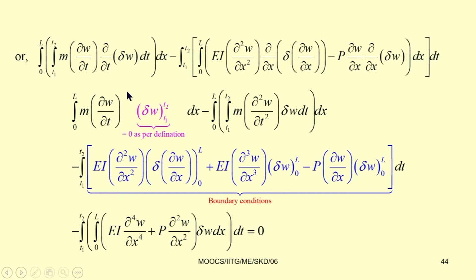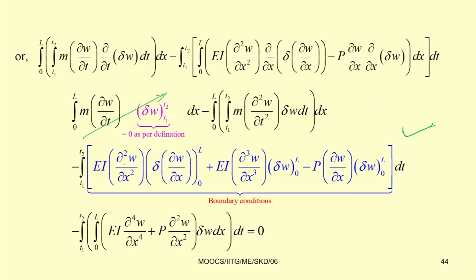So, when you are integrating it by parts, this becomes m del w by del t into del w. So, this is T1 to T2. You know del w at T1 equal to del w at T2 equal to 0. So, this part actually will be 0 as per the definition, and this part is the boundary conditions. So, this is integral T1 to T2 E I del square w by del x square del of del w by del x, 0 to L.